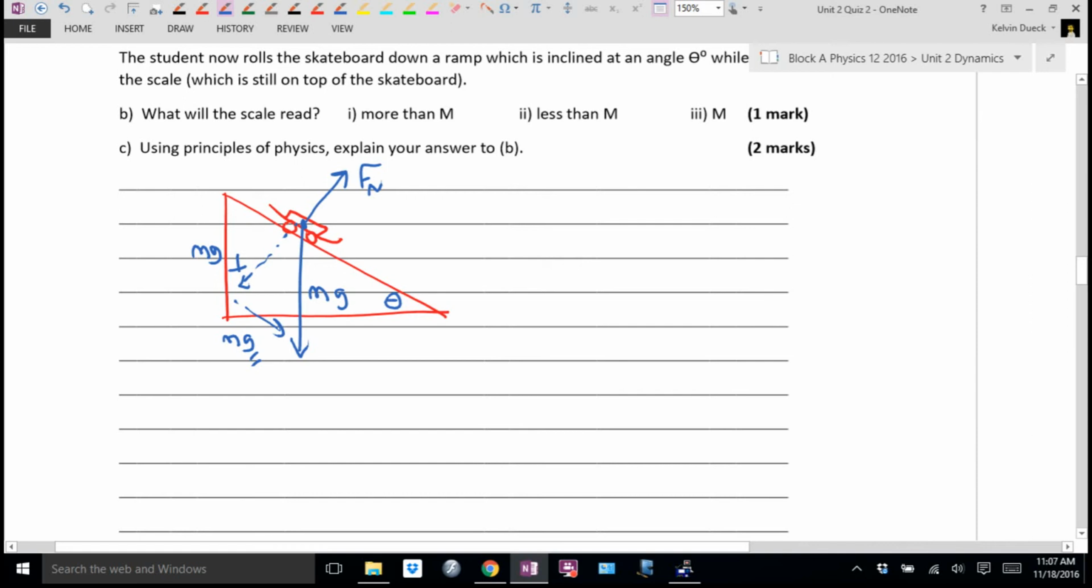For you to get full marks, if you did the free body diagram, something like that, I would probably give you 1 mark. And then I would say this: the scale measures normal force. I think you should mention that. Sorry, I can't give you a full mark. I'll give you a half mark.